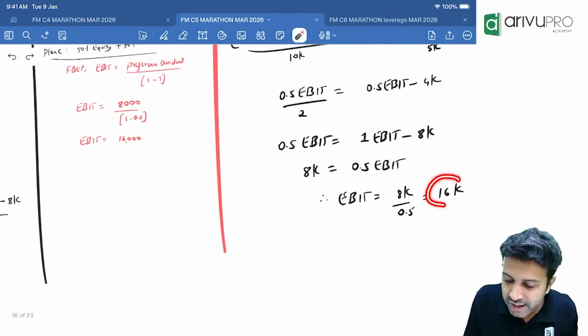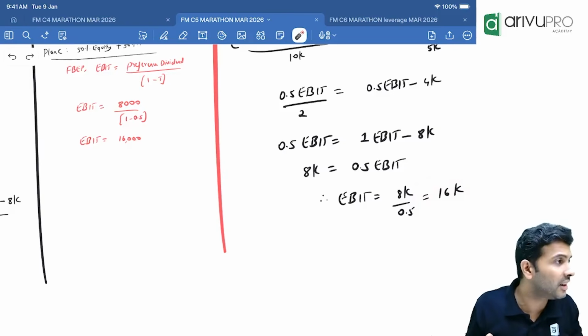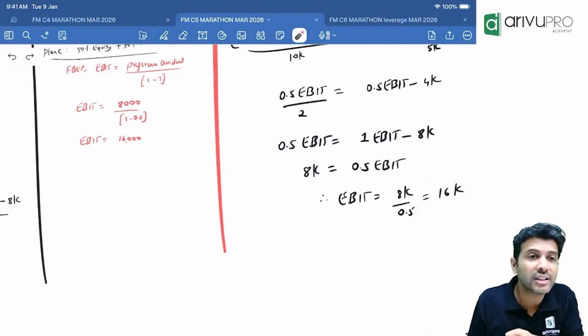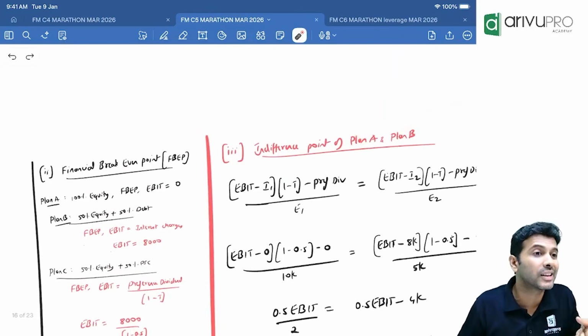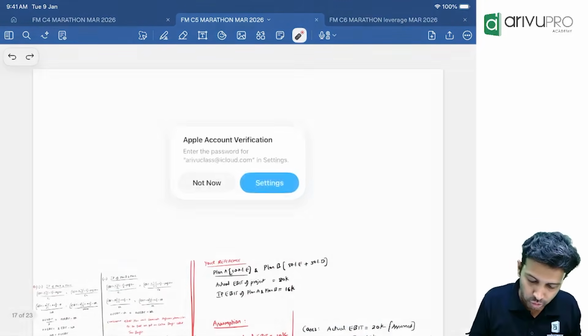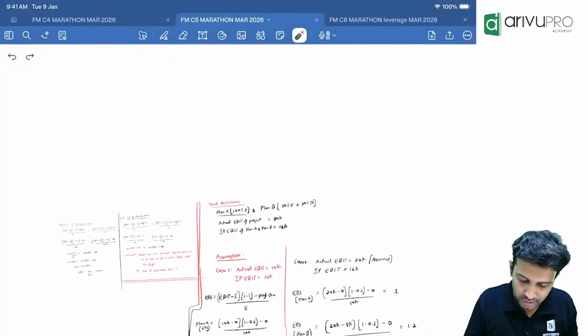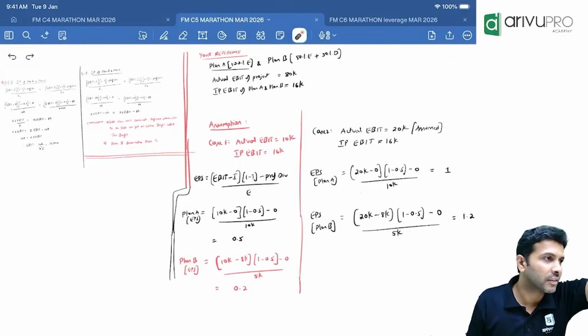If the project's EBIT is exactly equal to 16,000, then either you can select plan A or you can select plan B. You will get the same EPS. I think I've proved it also over here, but any which way, time is not there. Leave that. Fine, now we'll agree with the theory.